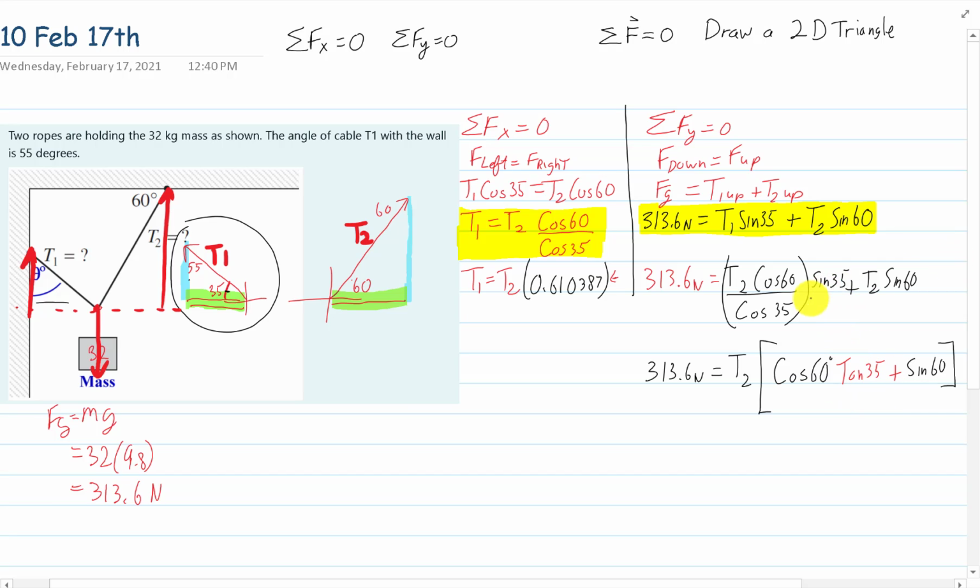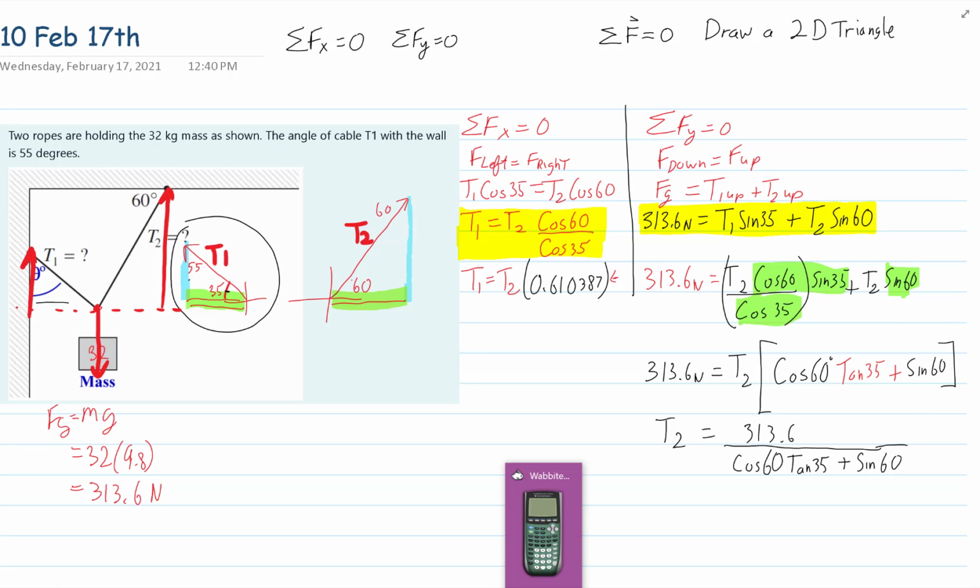I'm just being sadistic. At this point, most people will just plug in the numbers and come up with these two numbers. When I multiply those two together and divide by cos 35, that's just a number. And then I'm just going to add that number plus that number to be how many T2s we have. Or I'm doing it painfully, and so T2 is going to equal 313.6 divided by that bracket, which is cos 60 tan 35 plus sine 60.